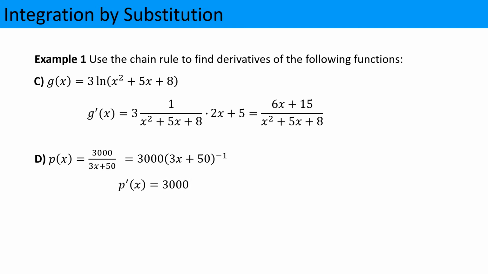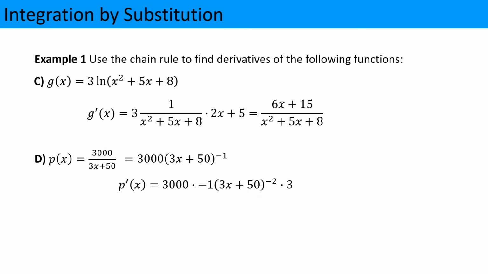We bring the power of negative 1 down front. So you get negative 1 times the expression 3x plus 50, raised to the power of negative 1 minus 1, which is negative 2. Don't forget to take the derivative of the inside function 3x plus 50, which would be 3.